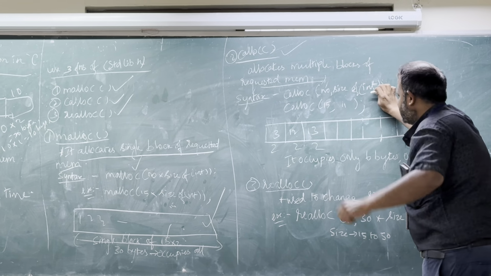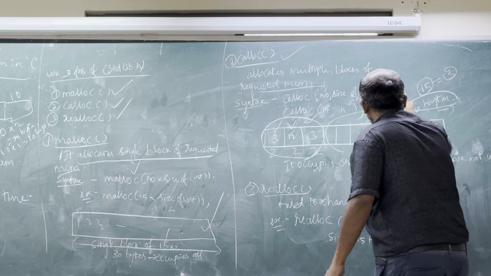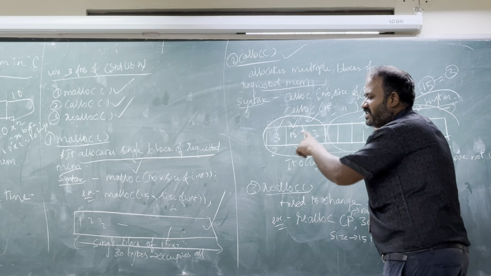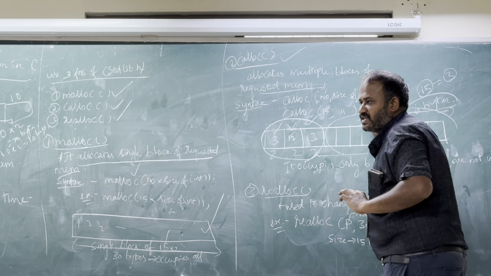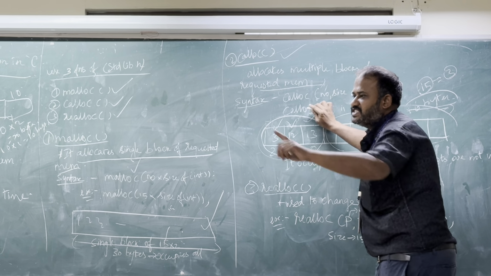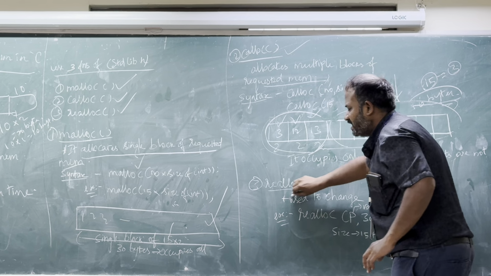And it will produce the size in bytes. How many bytes actually? It is 6, because one integer occupies 2 bytes, the second integer occupies 2, so 3 into 2, totally 6 bytes. It will occupy only 6 bytes and the remaining bytes it won't use, so this will not get wasted. It is used for efficient resource usage, this calloc. And next is realloc.